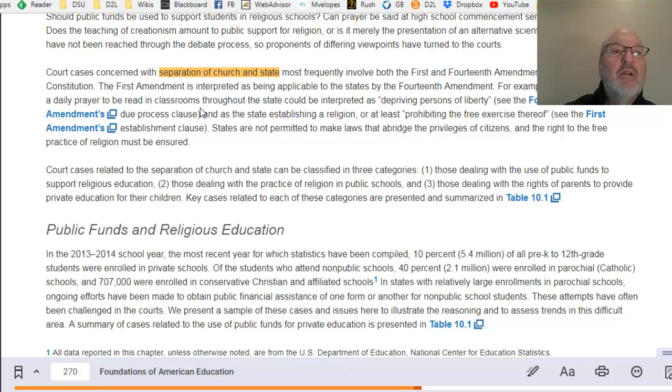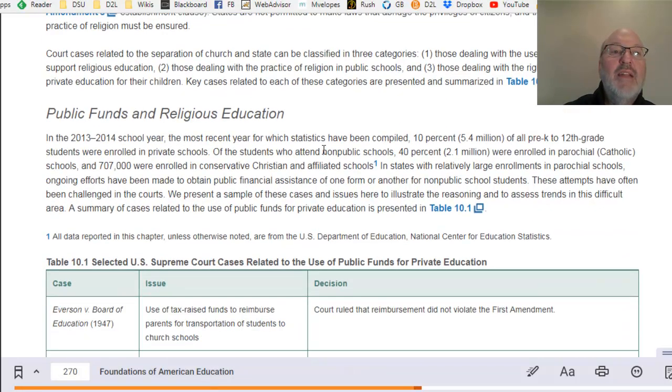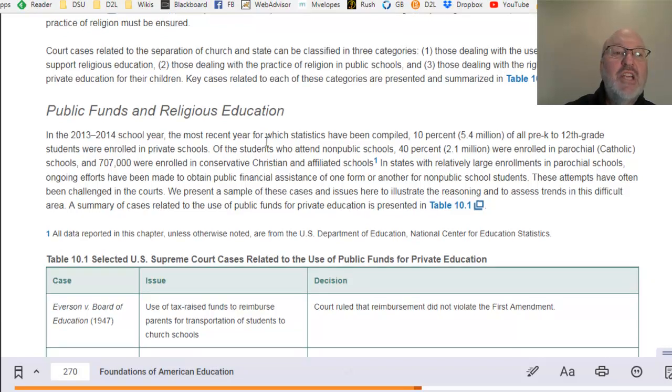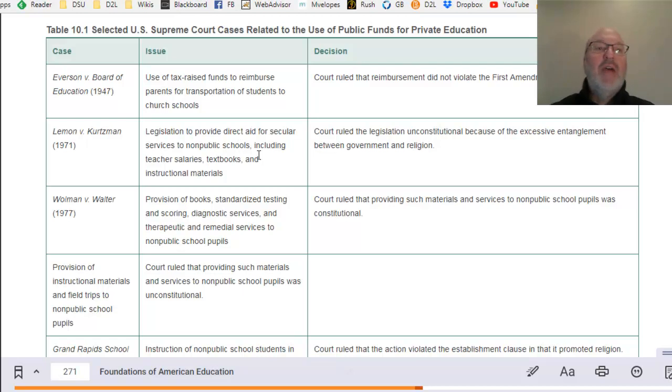For example, a state law requiring daily prayer to be read in classrooms throughout the state could be interpreted as depriving persons of liberty. Okay, and a state establishing religion, or at least prohibiting the free exercise of it, states are not permitted to make laws to abridge the privilege of citizens. So then a court case is about that. Now, public funds and religious education, here's a number of cases about that.